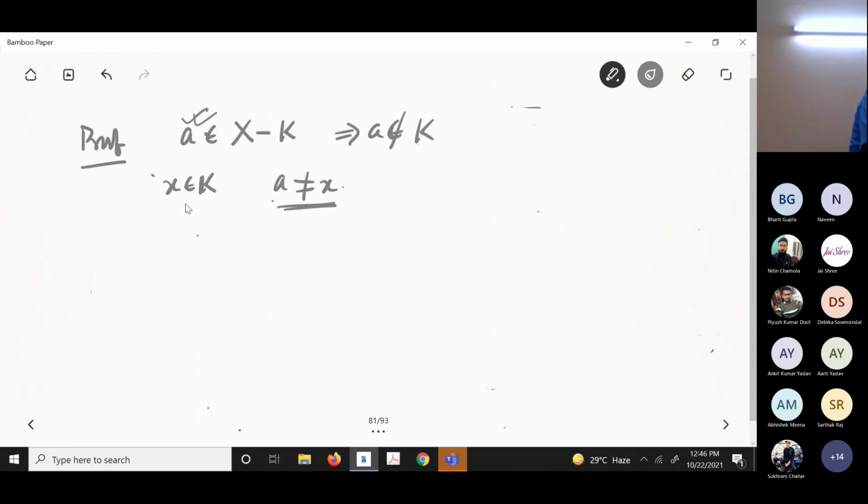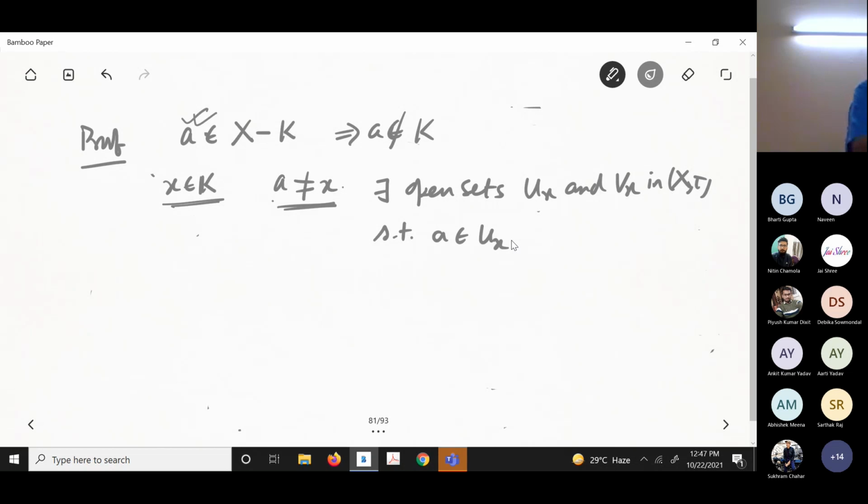Now look, a is fixed for the time being. Only x will be changing. So there exist open sets Ux and Vx, of course in (X, tau), such that a belongs to Ux, x belongs to Vx, and Ux intersection Vx equals phi. Look, if you do it for a metric space, you will only be taking open balls here. You will get that, but otherwise there won't be any difference. So here I am using Hausdorffness. This is the only place I will be using Hausdorffness. You can see in the entire proof, just here.